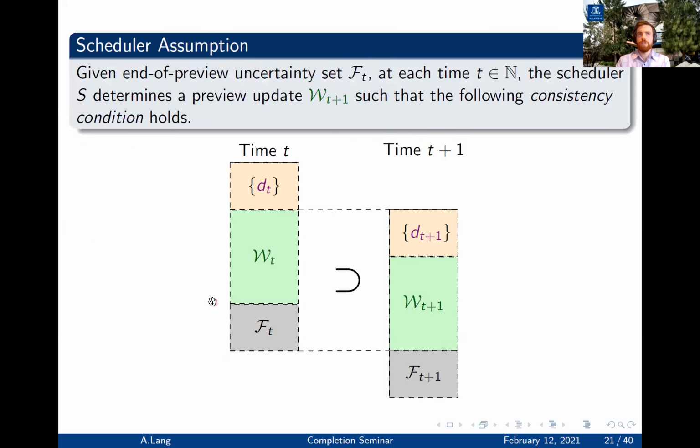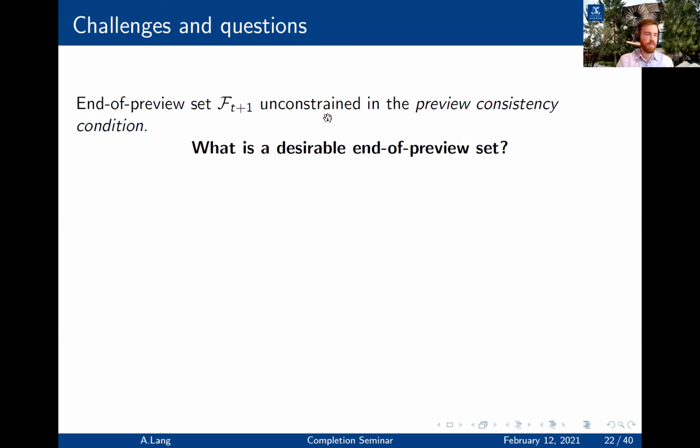So for the rest of this work, we are going to make this assumption that we're calling the schedule assumption, and that is, given the end of preview uncertainty set FT, then at each time T, the scheduler S determines the preview update WT plus 1 such that the following consistency condition holds, such that there's no uncertainty added in this overlapping region. So that only leaves this flexibility to add uncertainty at this end of horizon point through this f of t plus 1, which is left unconstrained.